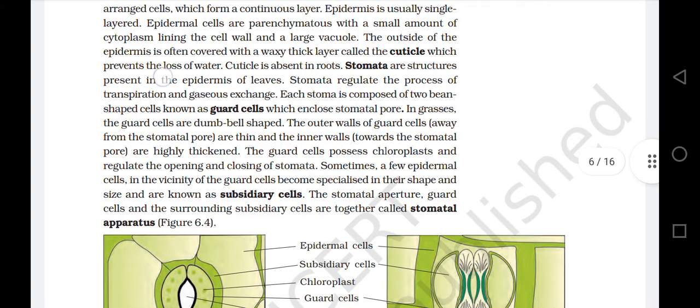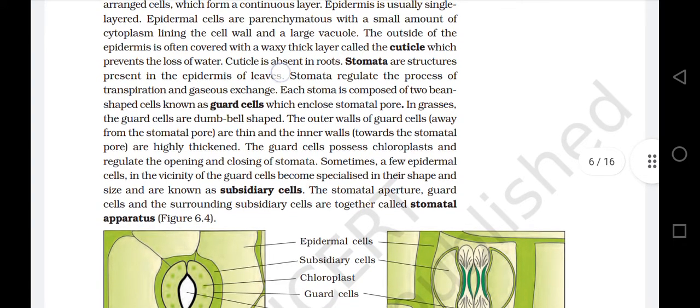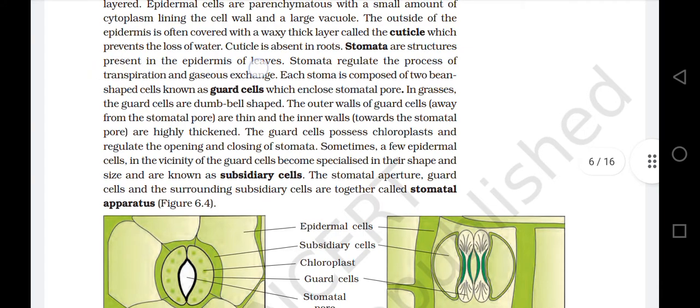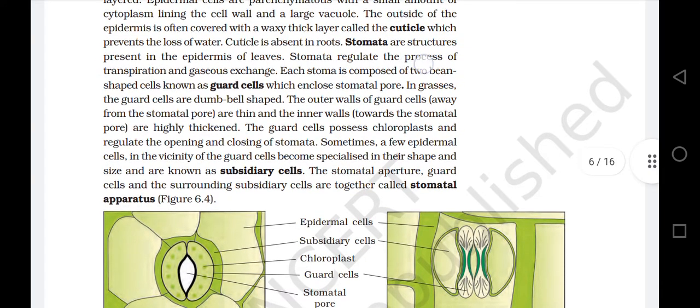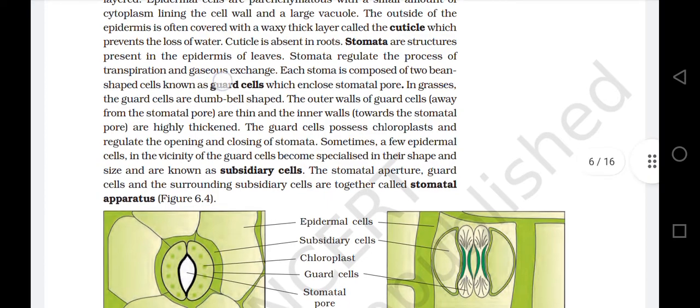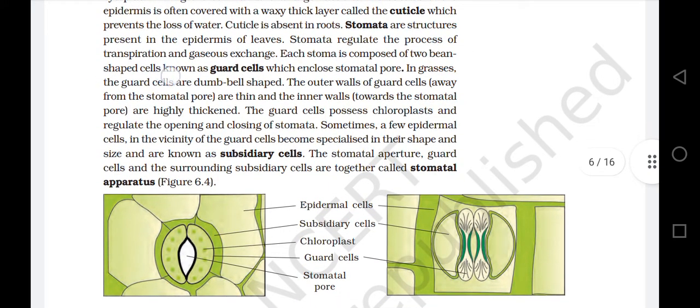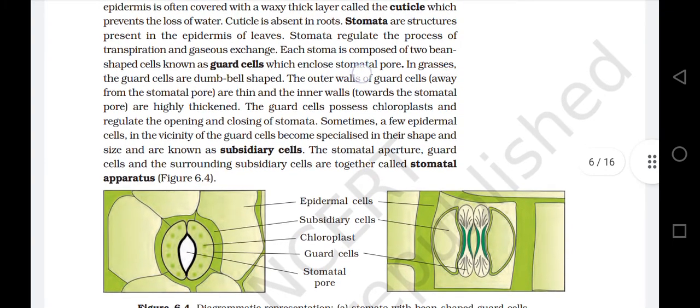The outside of the epidermis is often covered with a waxy thick layer called the cuticle, which prevents the loss of water. Cuticle is absent in roots. Stomata are structures present in the epidermis of leaves. Stomata regulate the process of transpiration and gaseous exchange. Each stomata is composed of two bean-shaped cells called guard cells, which enclose a stomatal pore.